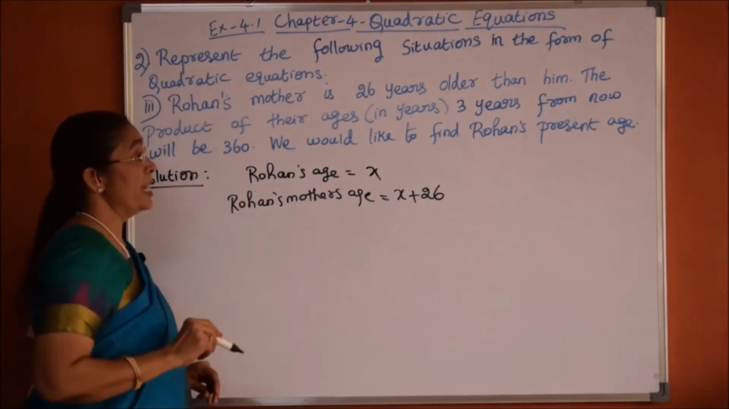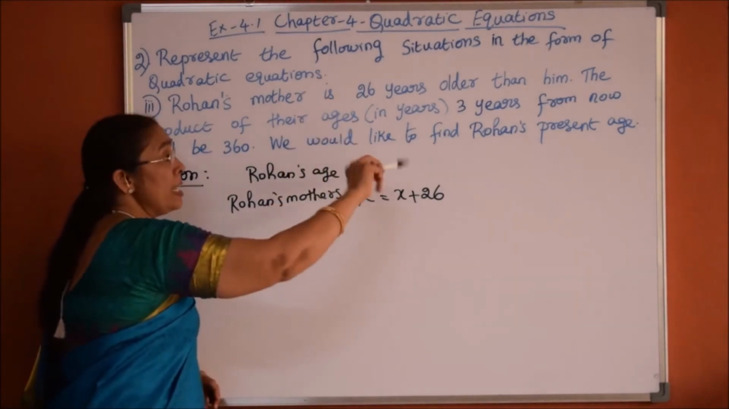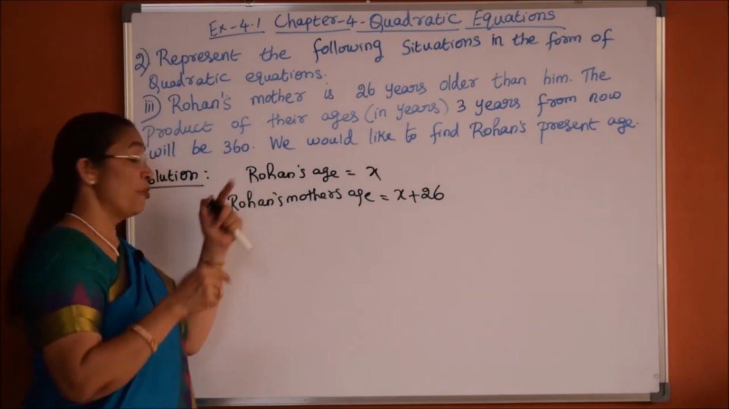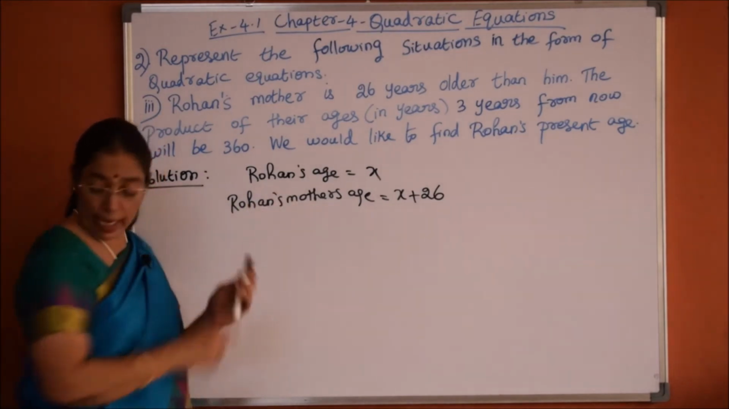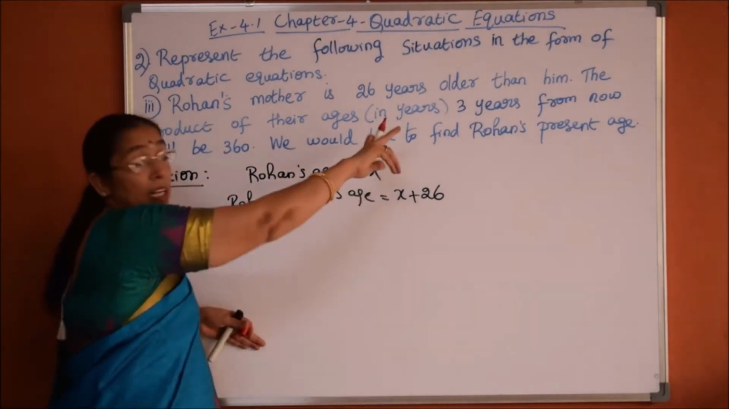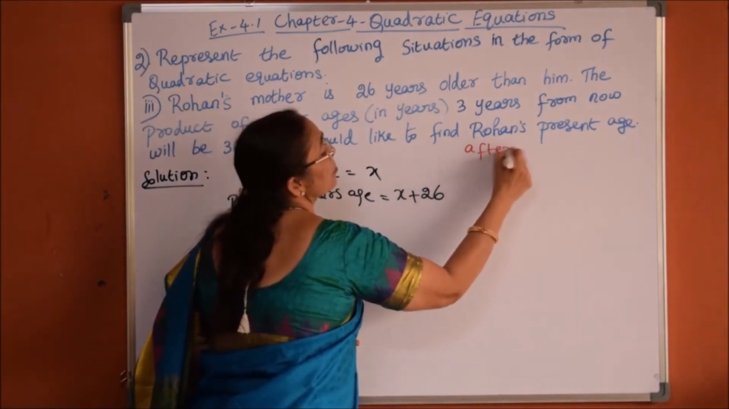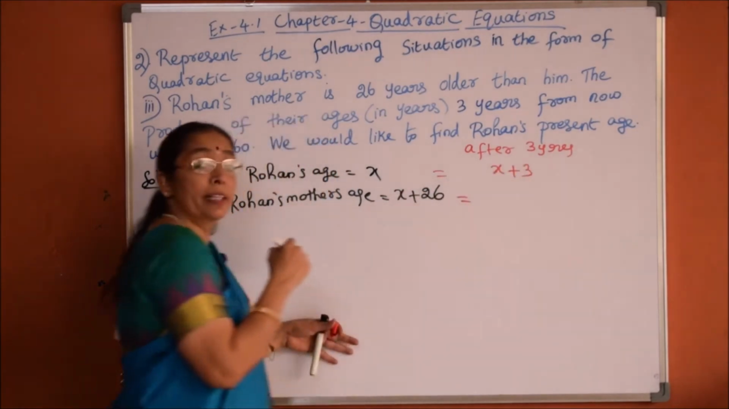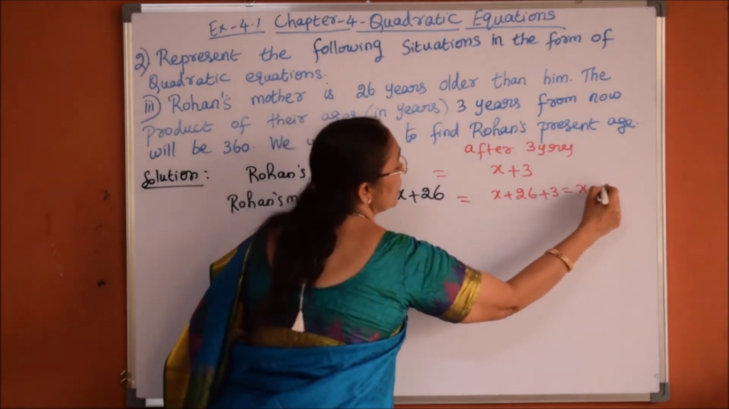Now, second sentence, the product of their ages in years, that is 3 years from now will be. So, we have to find out Rohan's age after 3 years and Rohan's mother's age after 3 years. Because here the product is given after 3 years only, as 360. So, after 3 years, Rohan will be x plus 3 and Rohan's mother will be x plus 26 plus 3, which is x plus 29.